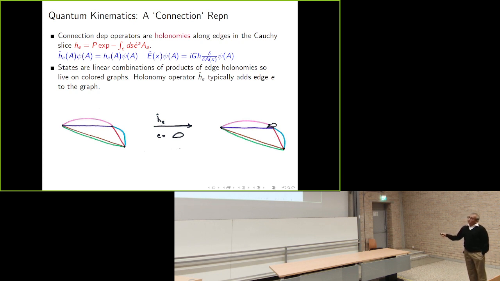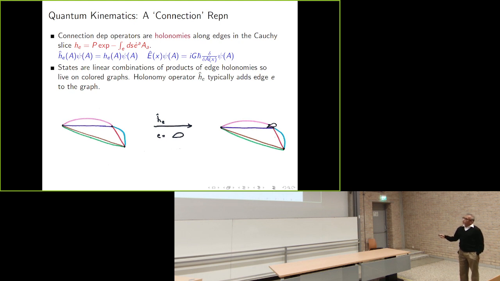So the holonomy operator then just acts by multiplication. You have a wave function of the connection, and this acts simply by multiplication over here, so you get a new function of the connection. And the triad operator acts by functional differentiation. Here you have the factor of g, which comes from the symplectic structure, which reminds you that you're in quantum gravity and not in Yang-Mills theory.